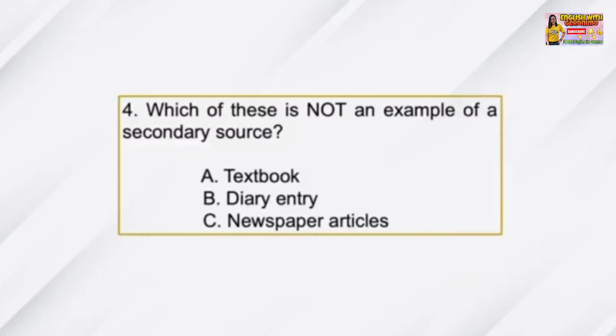Number 4. Which of these is not an example of a secondary source? A. Textbook, B. Diary entry, C. Newspaper articles.